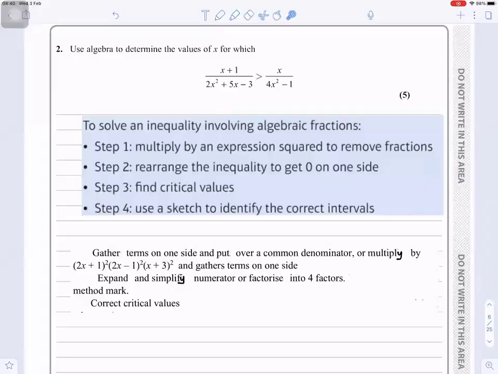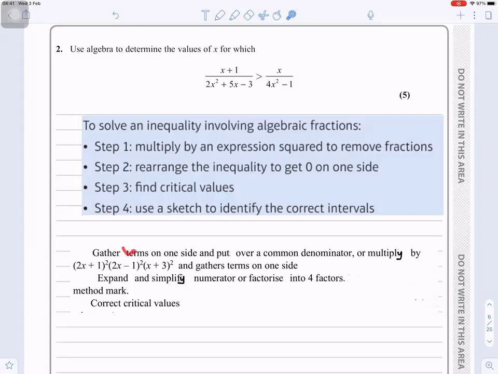Question number 2. Use algebra to determine the values of x for which (x plus 1) over (2x squared plus 5x minus 3) is greater than x over (4x squared minus 1). To solve an inequality involving algebraic fractions, these are the steps we follow. Step 1. Multiply by an expression squared to remove the fractions. Step 2. Rearrange the inequality to get 0 on one side. Step 3. Find the critical values. And step 4. Use a sketch to identify the correct intervals.